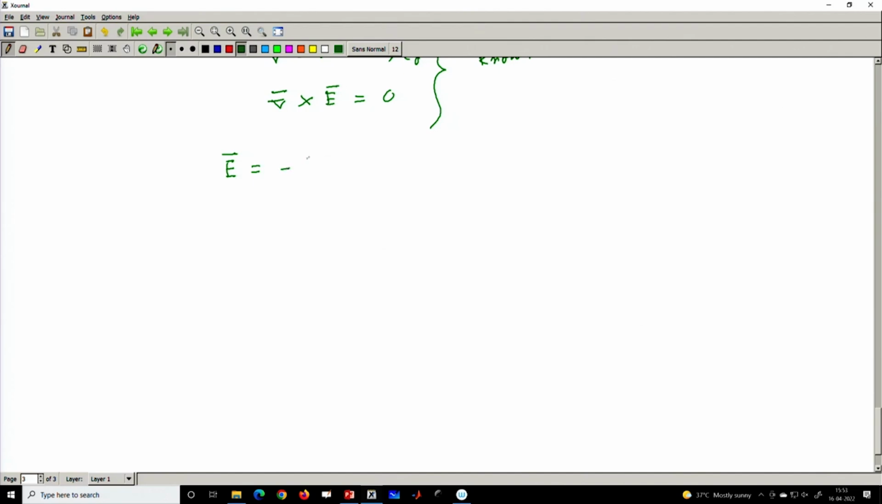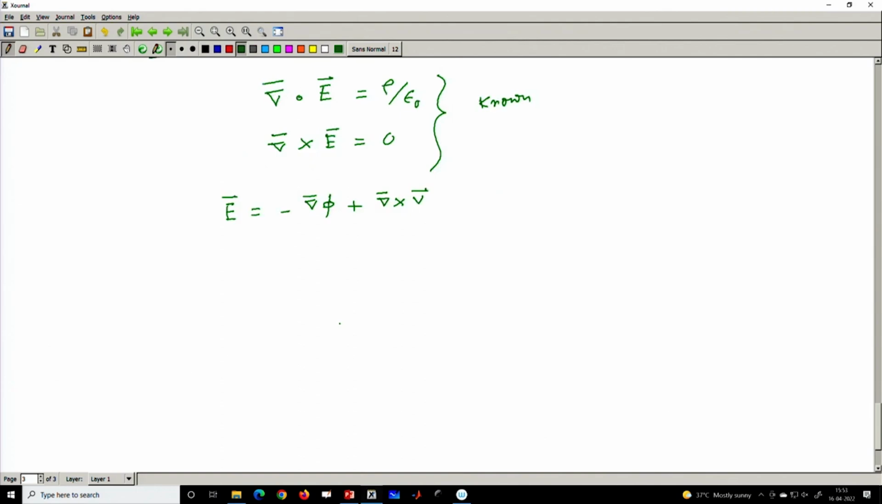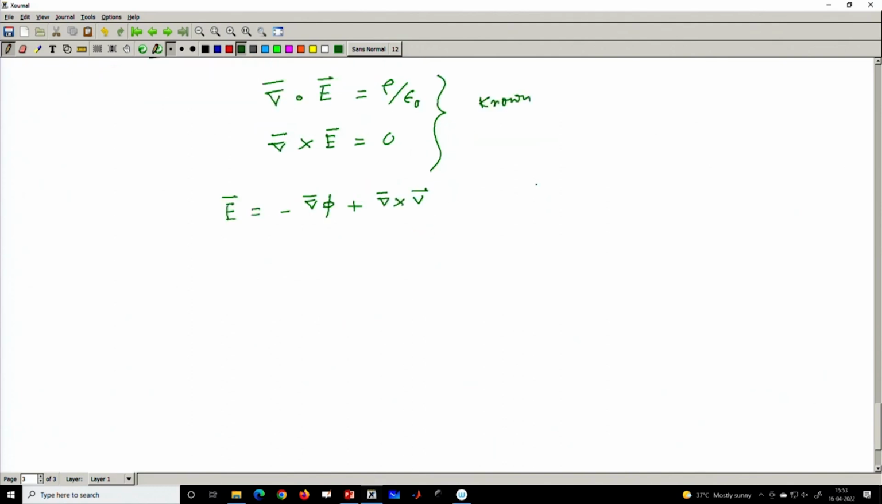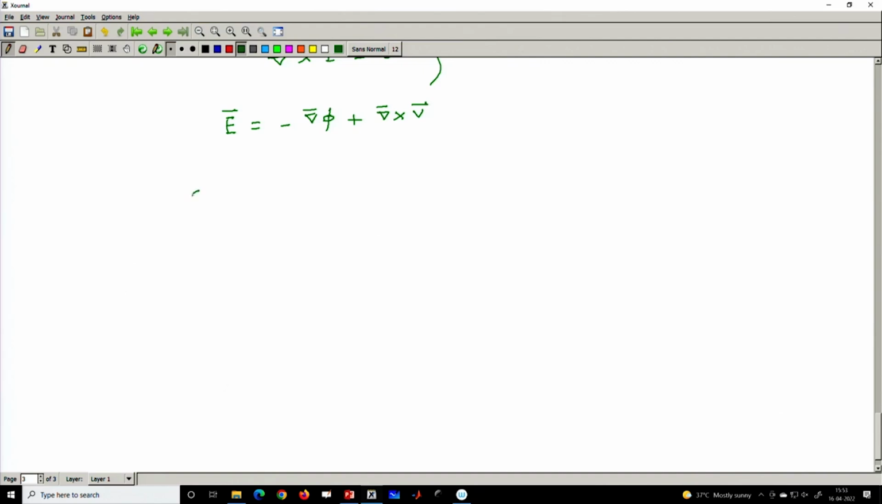So, in general, E can be written in this form according to the Helmholtz theorem, that I can decompose my total electric field into two parts. One is the gradient of a scalar field and another is the curl of a vector field, say V here. Okay. And the scalar field and vector field are defined by the divergence and curl. So, what should be my phi here?